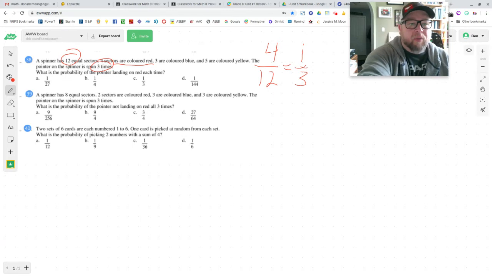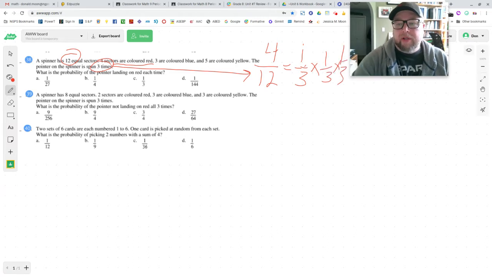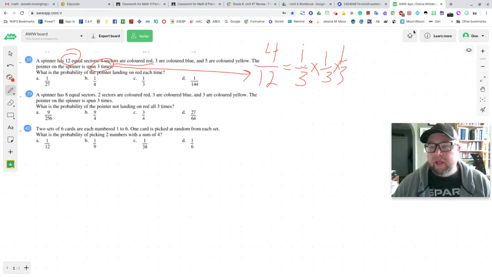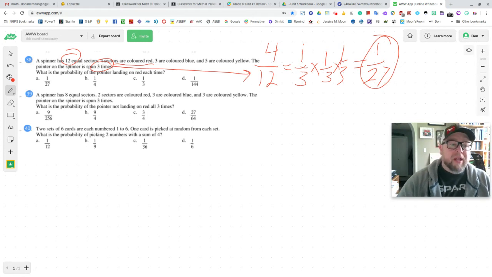Now we have to spin the spinner 3 times. So that's 1/3 times 1/3 times 1/3. All right, just let me move myself out of the way here so you can see that. Now, it's 1 times 1 times 1 over 27. Pretty straightforward on that one. That was considered a difficult question.